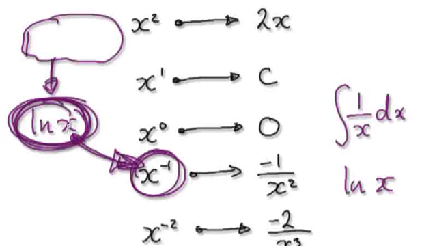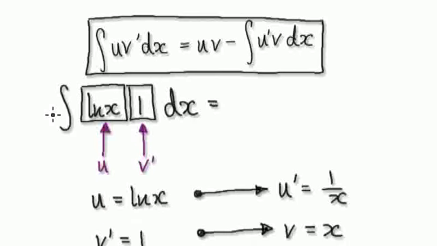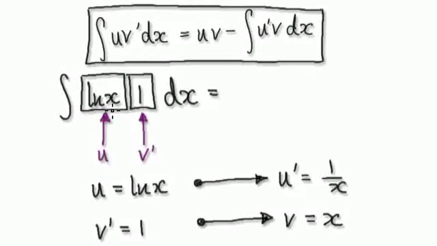You've got this thing out of nowhere that jumps into our map. Now the question is, what is it that would differentiate to this? So let's try and work this out now. What is the integral of one? So what is the integral of the natural log of x?